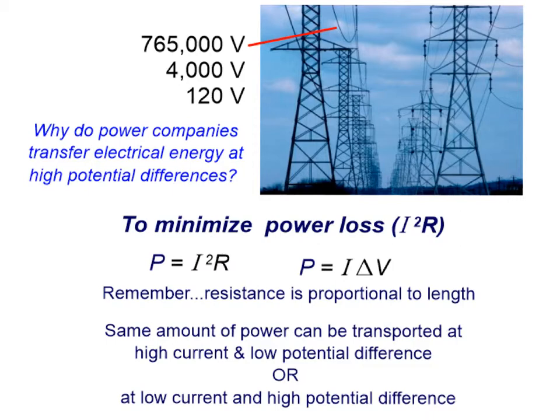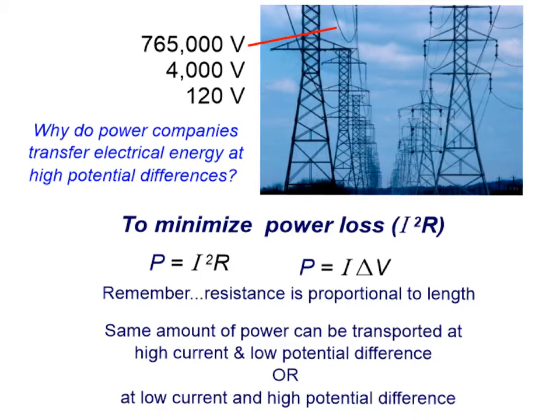So you also are familiar with this equation for power, current times potential difference. So we can transfer the same amount of power at really high currents and low potential differences, or at low currents and high potential differences. So that's what the power company does, it transfers at very high voltages and very low currents over these long distances in the power lines.